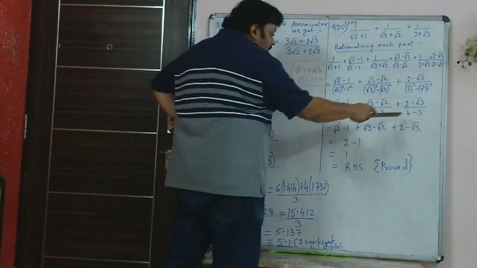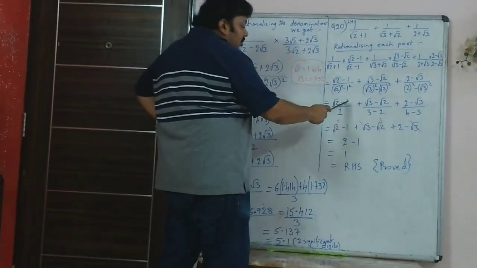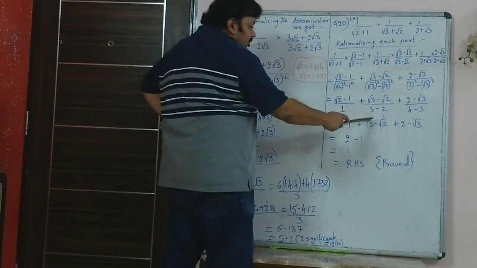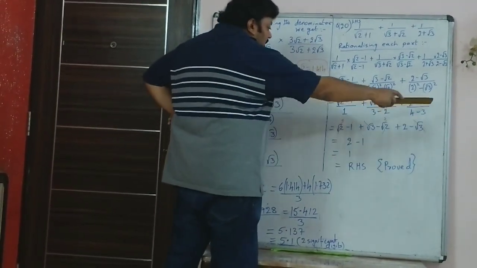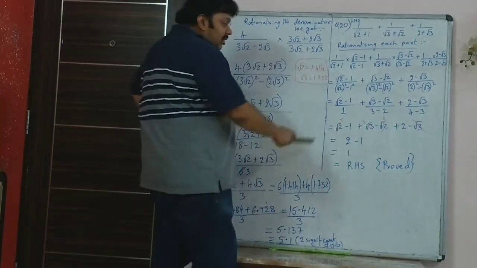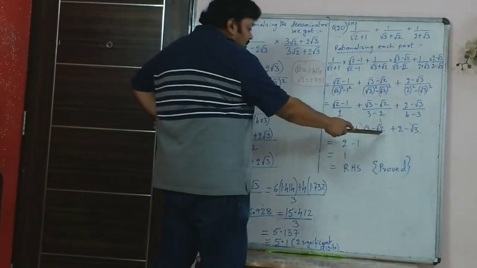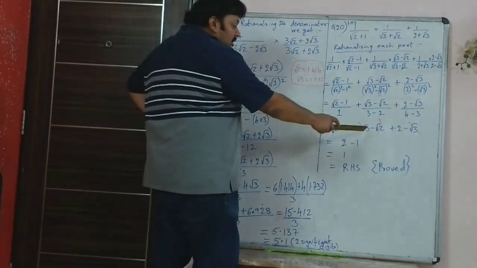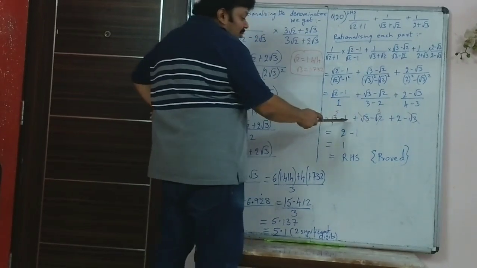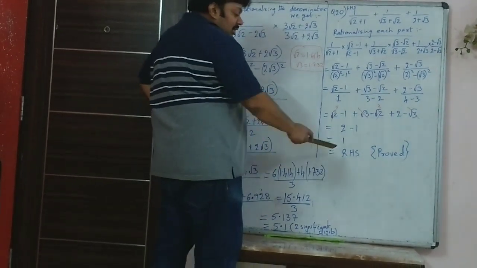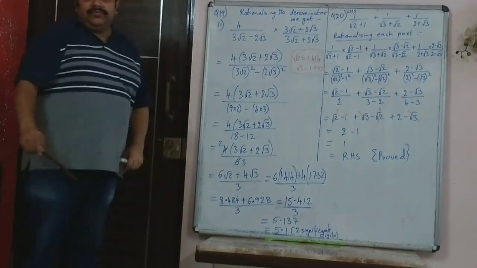So the denominator of all the terms is 1, and the numerator is root 2 minus 1 plus root 3 minus root 2 plus 2 minus root 3. Since the denominator is 1, you can write the numerator terms together. Root 2 and minus root 2 get cancelled. Root 3 and minus root 3 get cancelled. You are left with 2 minus 1, which is 1. And that's the RHS. So that's the 20th question.